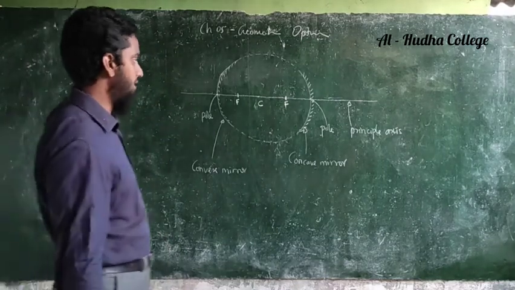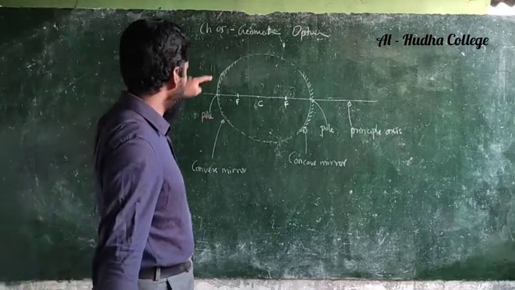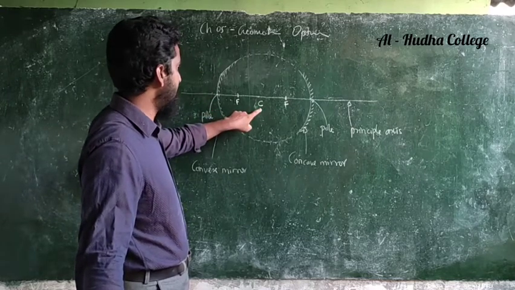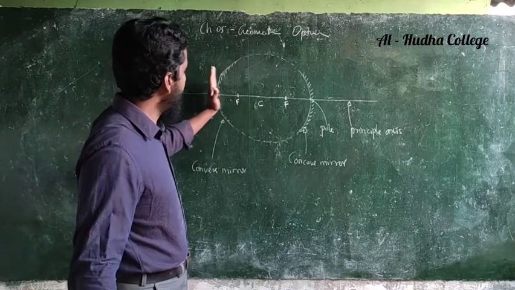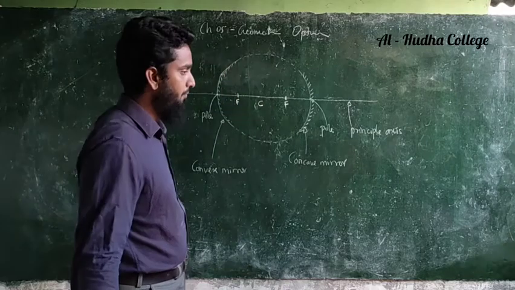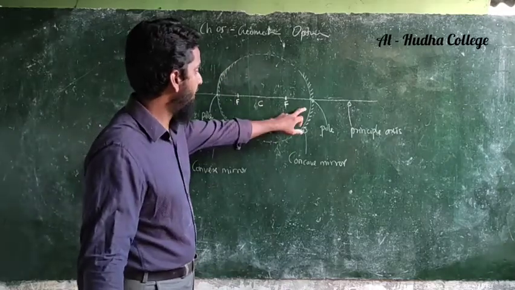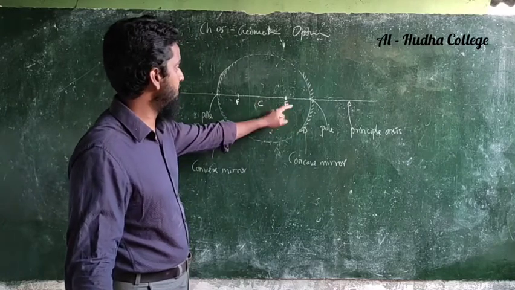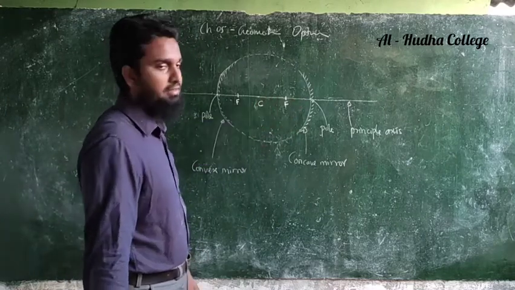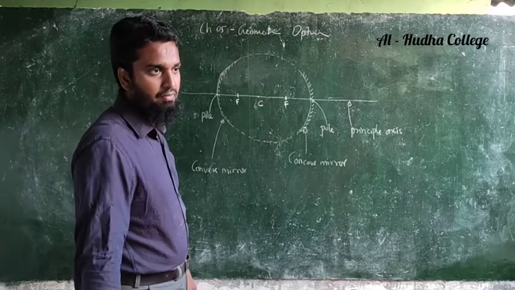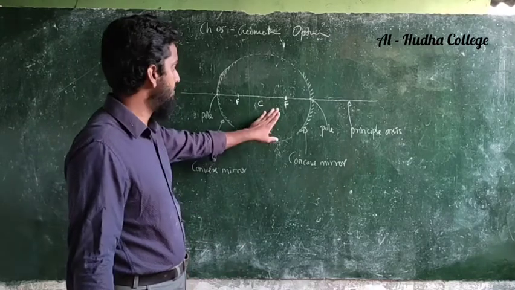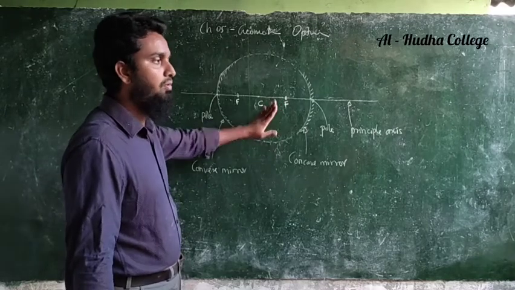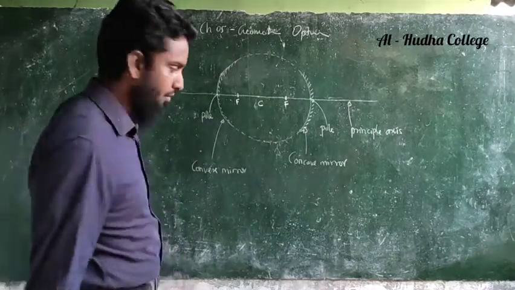Now look at these mirrors. For the convex mirror, the focus and the center of curvature are inside, behind the mirror. But for the concave mirror, the center of curvature and the focus are in front of the mirror. You can see this. Keep this in your mind. This is very important when we draw the ray diagram.